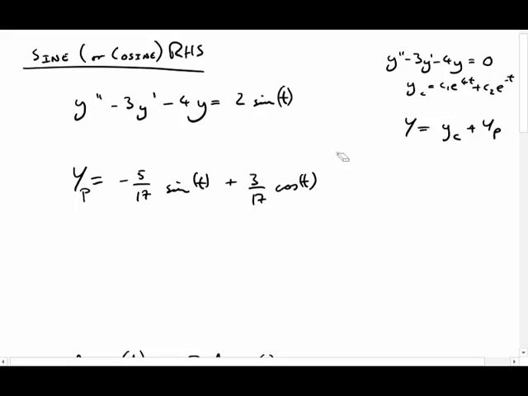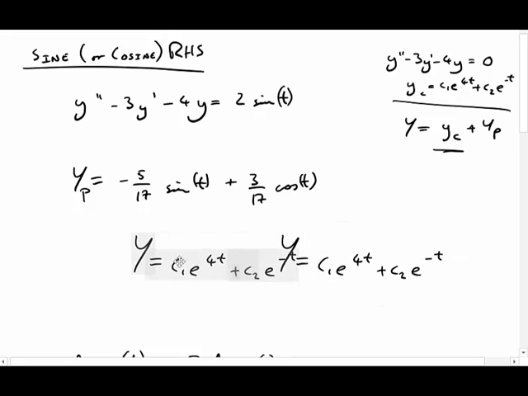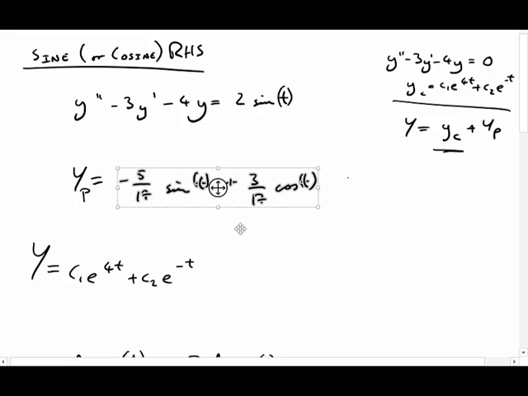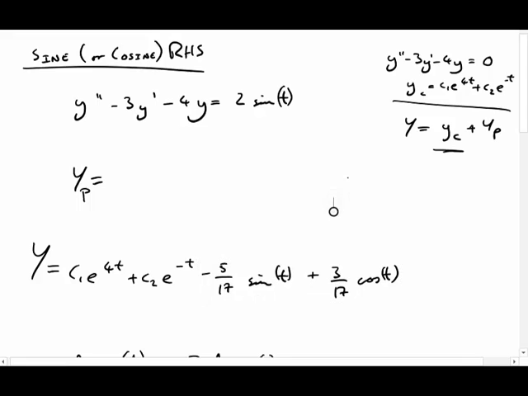Okay, so therefore, what is my general solution? Well, my general solution is yc, which is that thing there. So it's c1 e to the 4t plus c2 e to the minus t. Okay, plus my particular solution. So that thing up there. All right, so if I just copy that down, that is my general solution to that. So if I plug that in, my left-hand side will equal my right-hand side.